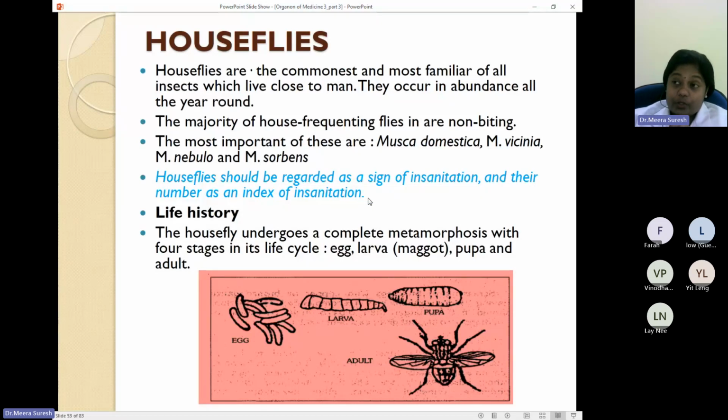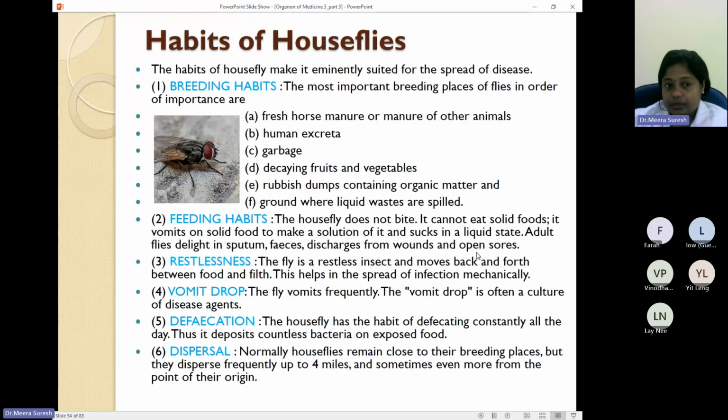So it is not the mosquito. Mosquitoes are a menace. They cause a lot of diseases. Even houseflies cause a lot of GI diseases, we'll see in the next slide. But still, it is the housefly which is considered the sign of insanitation. They also undergo all the stages like a mosquito: the egg, larva, pupa, and adult stage.